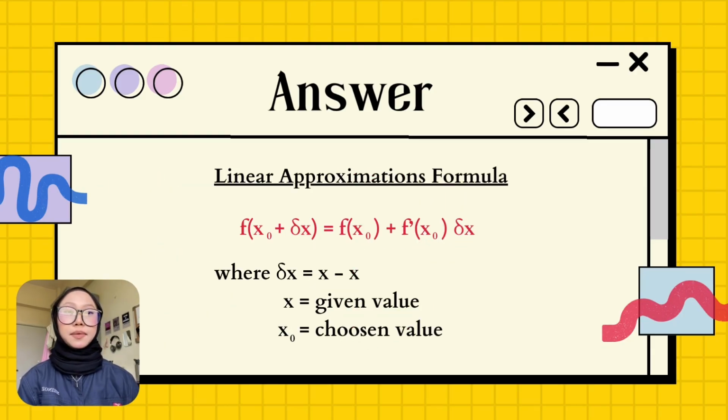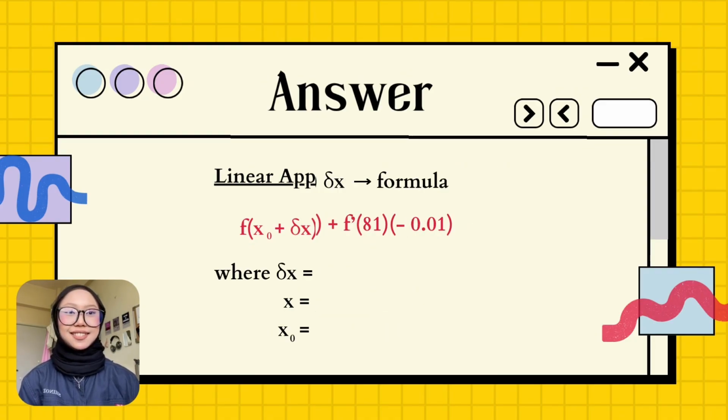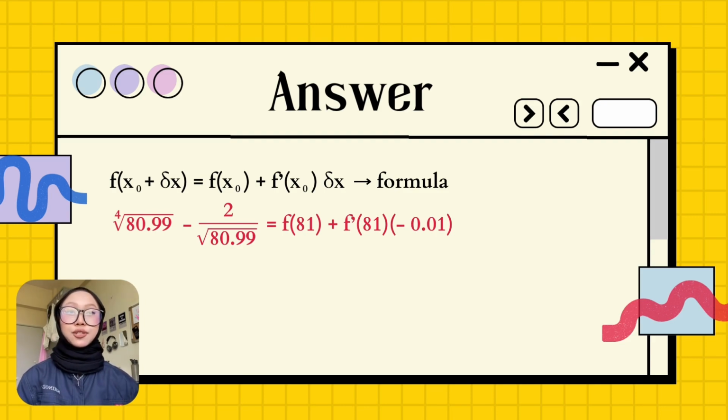Next, we have to apply the linear approximation formula, which is f(x naught plus delta x) equals f(x naught) plus f prime(x naught) times delta x. Then we just need to substitute all the values according to this formula. From the formula, we need to substitute f(x naught). So our value is f(81). But before we substitute this, we need to find this function first.